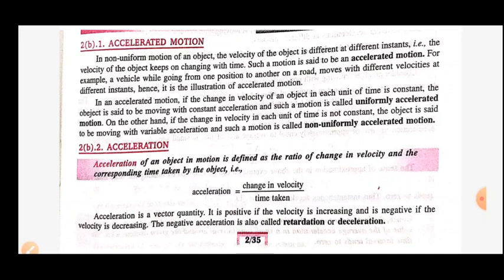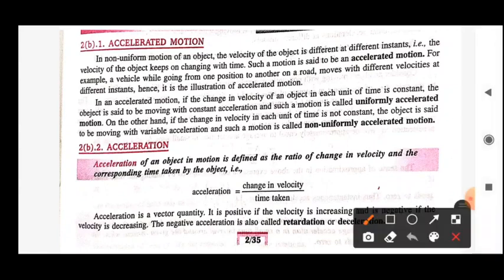Up to now what we have discussed is uniform motion, meaning whenever the velocity or speed of the body is uniform, that is, in equal intervals of time it is covering equal displacement or equal distance, then that motion is known as uniform motion. But here we are talking about accelerated motion. Accelerated motion is actually non-uniform motion. So let's see what accelerated motion is first.